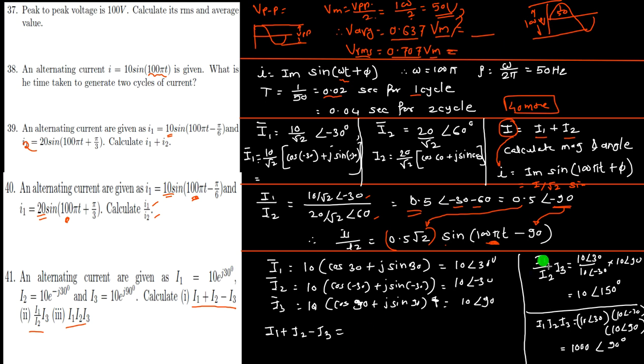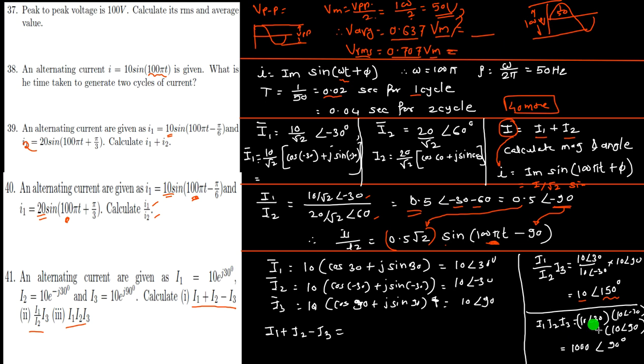To calculate I1, I2, I3: I1 is 10 at an angle of 30, I2 is 10 at an angle of minus 30, and I3 is 10 at an angle of 90 degrees. So 30 minus 30 plus 90. This angle 30 minus of minus 30 will be plus 60, plus 60 plus 90, so the total angle is 150 degrees. 10 by 10 is 1 multiplied by 10, so it is 10.